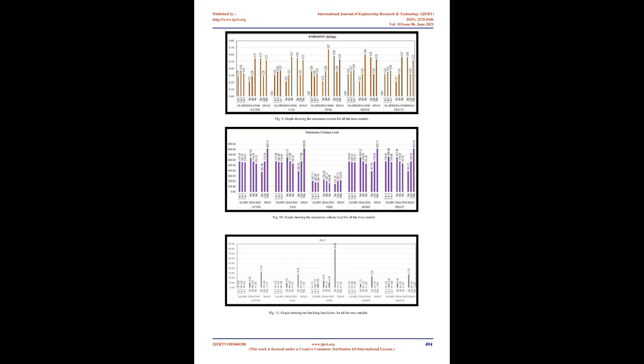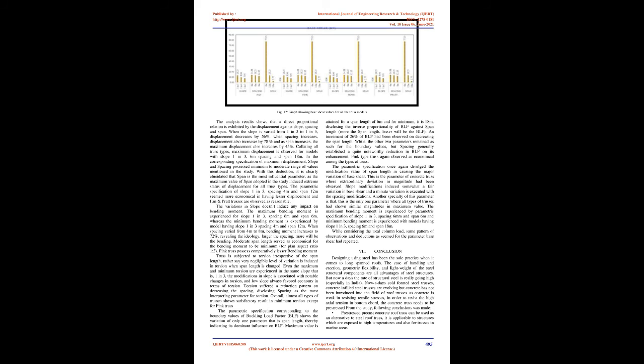The maximum bending moment is experienced by the parametric specification of slope 1 in 3, spacing 6 m and span 6 m, and minimum bending moment is experienced with models having slope 1 in 3, spacing 6 m, and span 1/8 m. While considering the total column load, the same pattern of observations and deductions as seen for the parameter base shear had repeated.